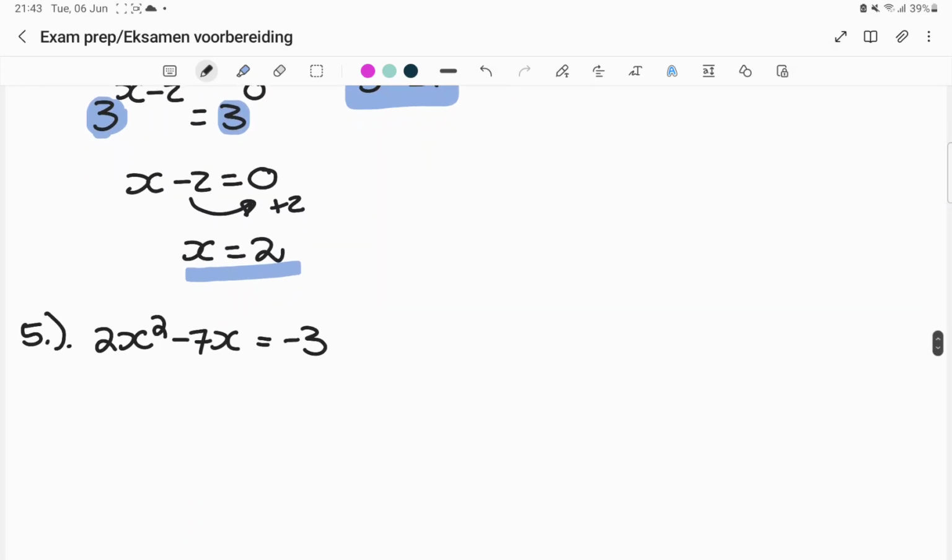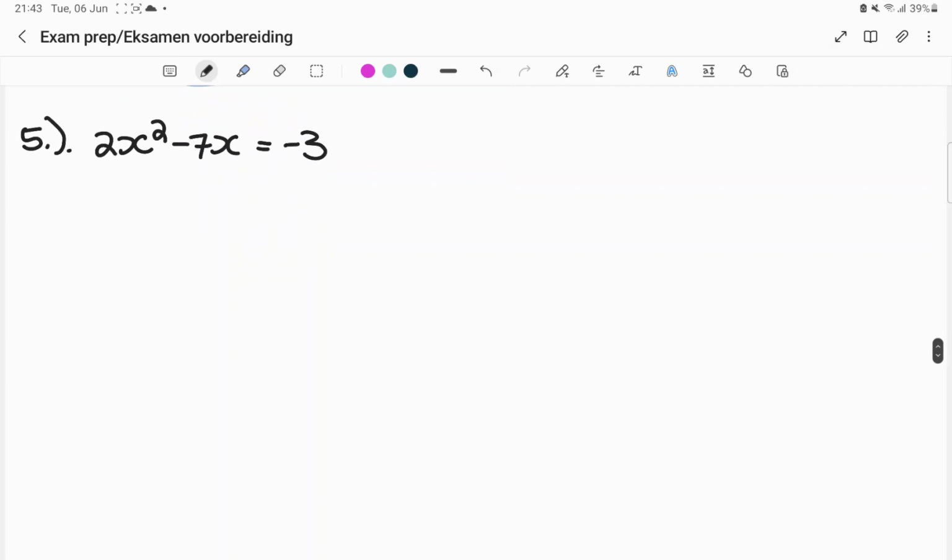Alright, so looking at number 5, we have 2x squared minus 7x minus 3. Now the fact that you have an x squared tells you that this is not a linear equation, however it is a quadratic equation, which means you have to get everything on the one side and get it equal to 0. So we're going to start by taking over this negative 3, so it becomes 2x squared minus 7x plus 3 equals 0.